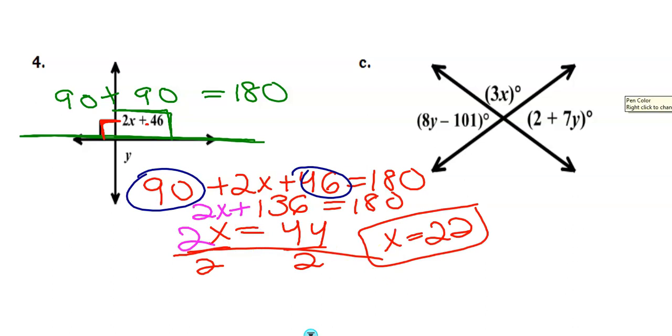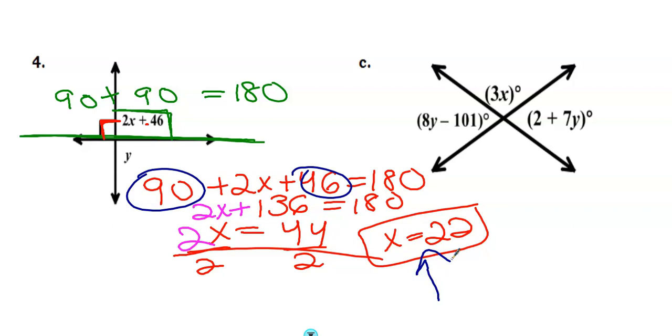All right, so I added these together and I noticed 90 and 46 are both constant numbers. So I added them and made 136. And then I had the 2x and I dropped it down. Opposite of adding 136 is subtracting 136. That's how I got 44. And now I'm dividing 2 to both sides, and I got x equals 22.